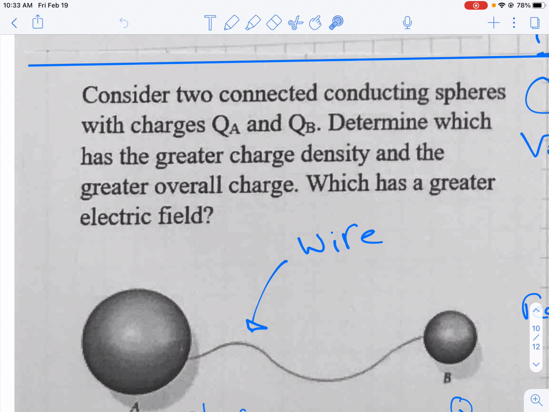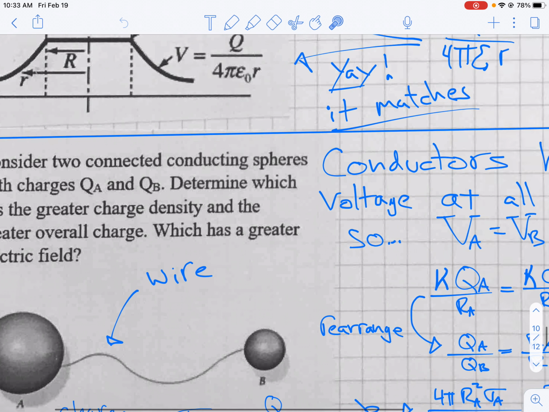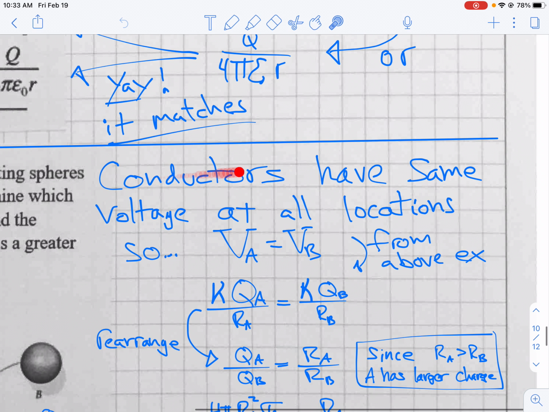Because if it wasn't at the same voltage, that would mean there's an electric field. And we know that conductors in electrostatic equilibrium cannot have an electric field inside them, so they have to be at the same voltage. So the voltage of A is the same as the voltage of B. That's the starting point. So conductors have the same voltage at all locations when they are in equilibrium. Voltage A equals voltage B.